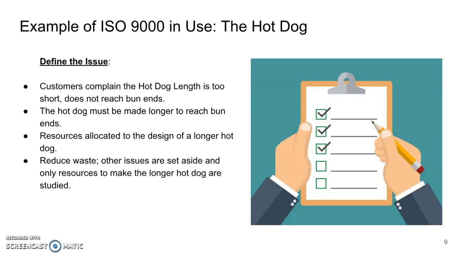The company went into action. They implemented ISO 9000, and they realized that they need to allocate some resources to the design of a longer hot dog. And they also really need to reduce waste.